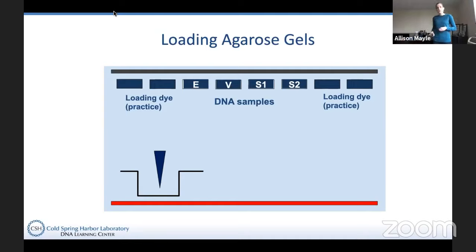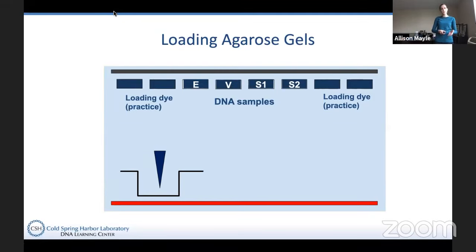Okay. So now the comb left these little pockets, and they're drawn here as little blue rectangles. And usually when I do this in a classroom, I have the students have some practice lanes on the outside. And the picture of the gel I'm going to show you in a few minutes is actually from a class that I taught recently. So you might see some lanes where there's a little bit of dye, but no DNA. That's because that's where they were practicing.